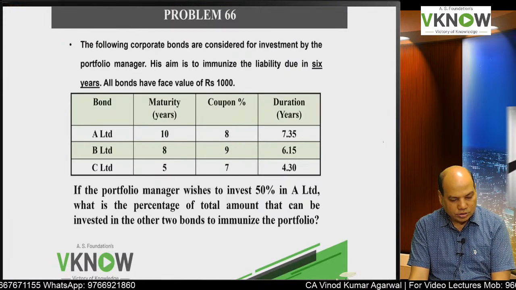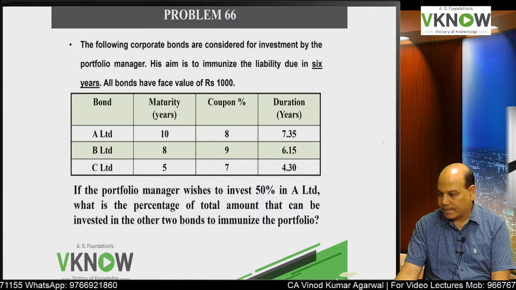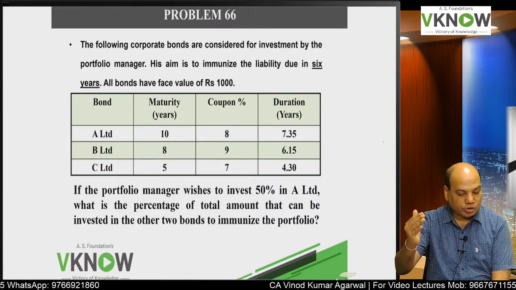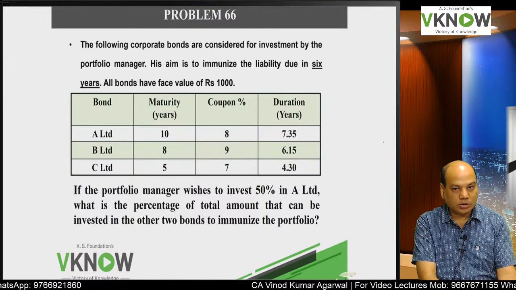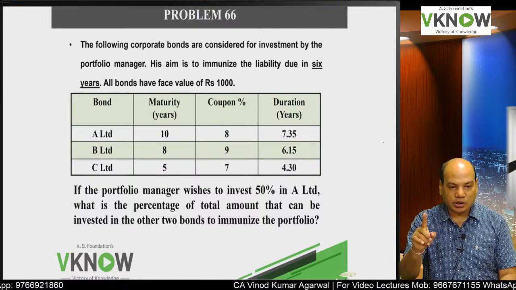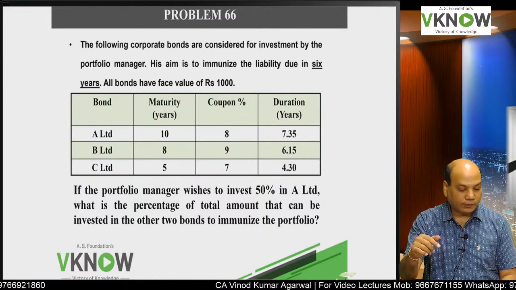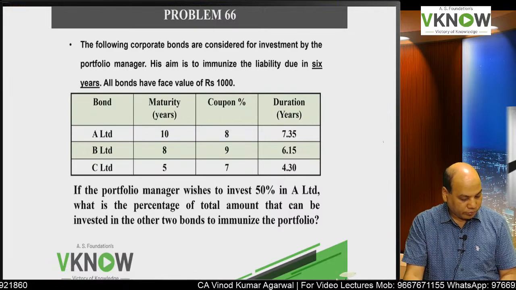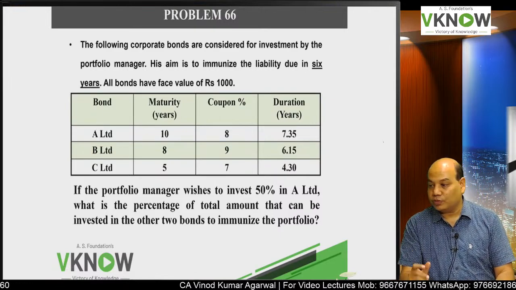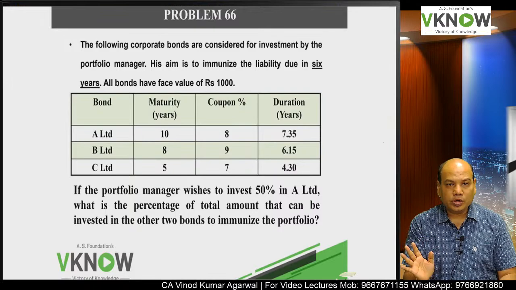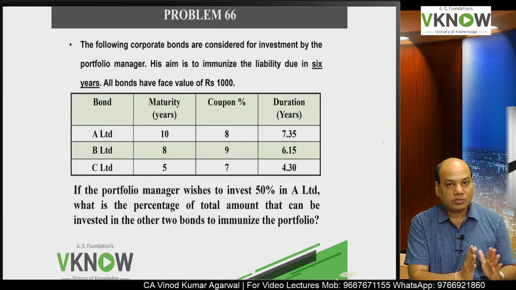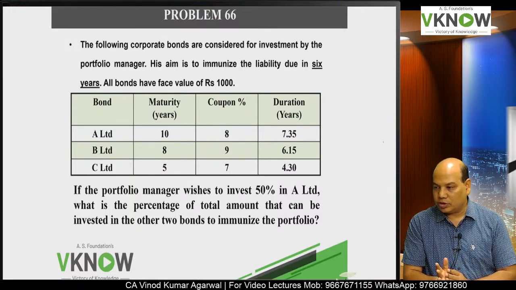Now we'll come to question number 66. Only they had asked proportion, so I have answered proportion. If they ask you to write amount, you can do it. If they ask you to write face value, you can do it. If they ask you to do proof also, you can do it. But we are not doing because we have already done in question number 64. In the same way, you can do it.